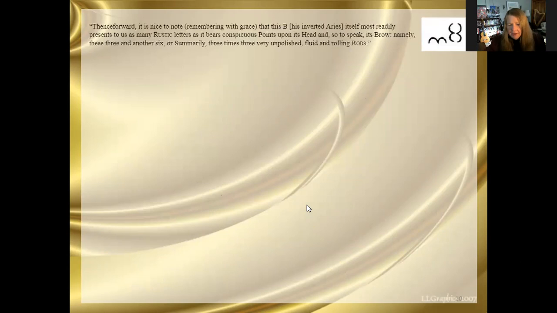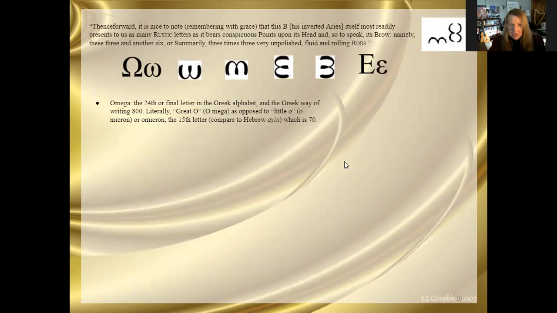Some other things that you have at the end of 21 that I didn't get to was the whole bit about the inverted Aries and it corresponding to as many rustic letters as it bears conspicuous points on its head, so to speak, namely these 3 and another 6. Well, what are those? Well, first, we need to look at omega and understand what omega is. We can flip it around a bunch, and we've done that, but it is the 24th, 12 and 12, 24, 24 theorems, 24 hours in a day, 12 gates in the underworld, all things we've talked about here. It's the 24th and final letter in the Greek alphabet.